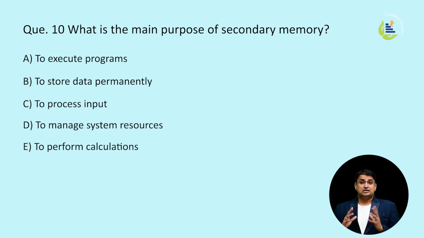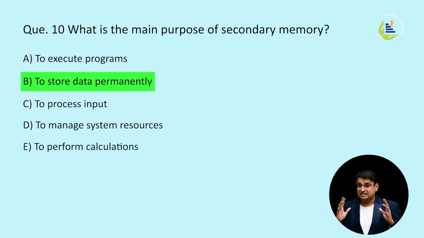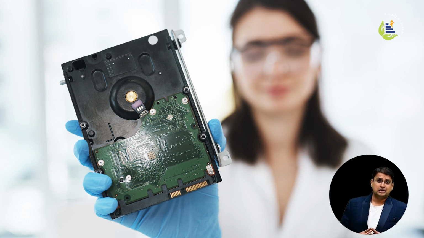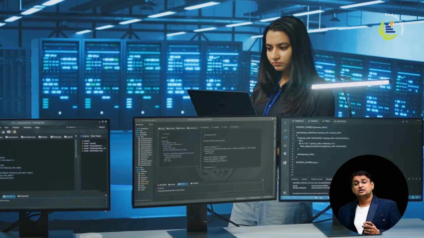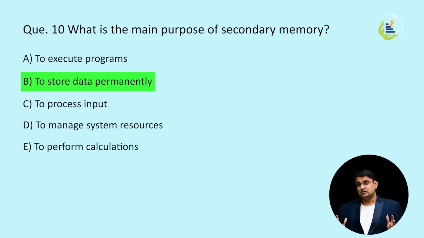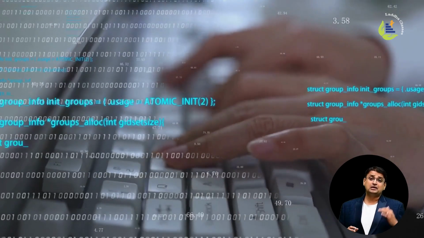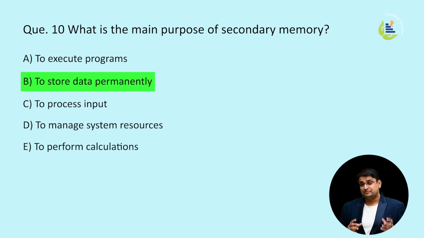Correct answer option is B, store data permanently. Because secondary memory, like a hard drive, is used for long-term data storage. Other options refer to functions like executing programs or processing input, not data storage.